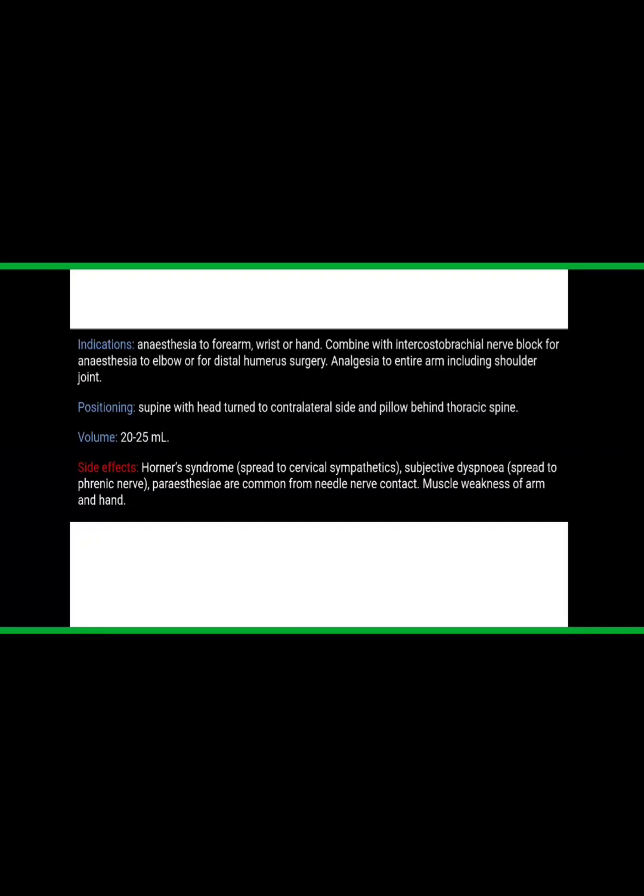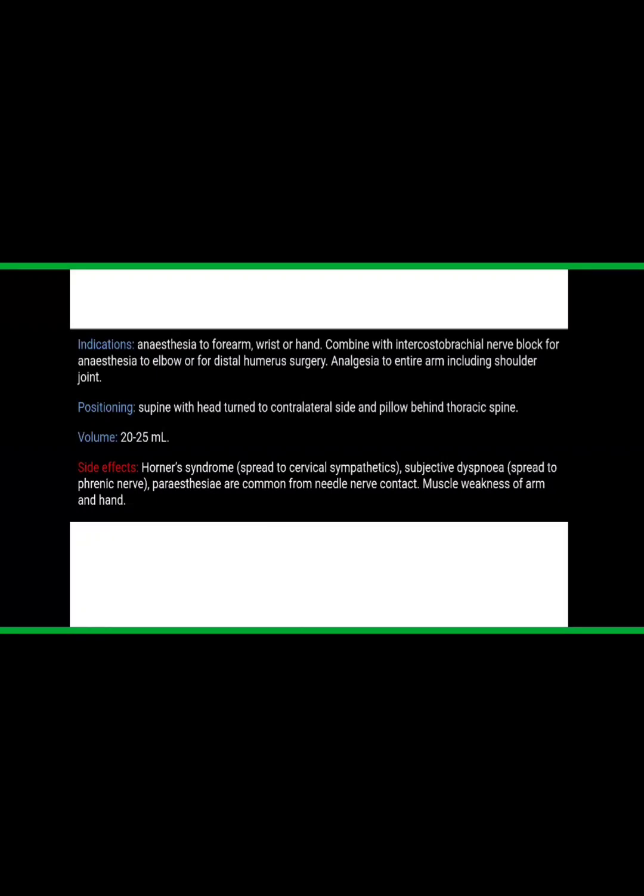Positioning while performing this block: the patient should be supine with head turned to the contralateral side and a pillow behind the thoracic spine. In the second part of this session, we will be showing you how we are going to position the patient. That will be a live demonstration of the sonoanatomy, not the block.